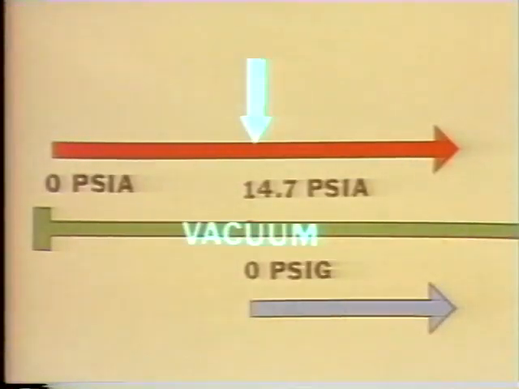Vacuum is measured from atmospheric pressure downward. This means that at atmospheric pressure, vacuum is 0 inches of mercury. Vacuum increases as absolute pressure decreases, so that at about 0 psia, vacuum is approximately 29.5 inches of mercury.